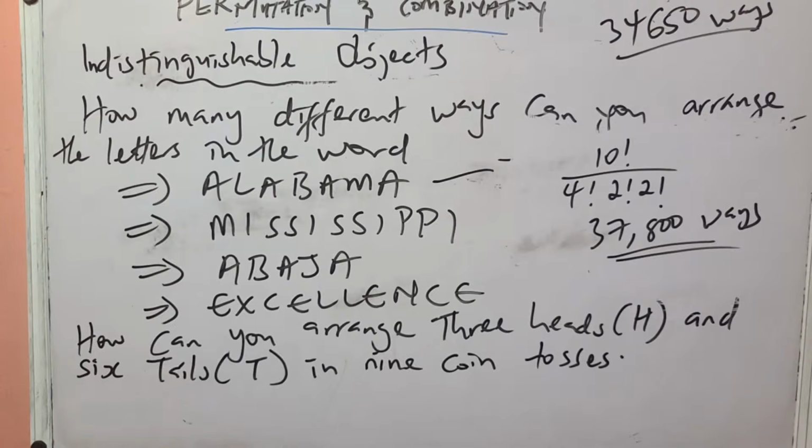How can you arrange 3 heads and 6 tails in 9 coin tosses? Anybody with an answer there? Do you have any answer there?